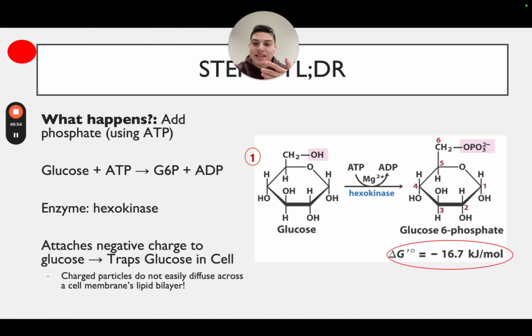So the first step is basically we have our free glucose right here. Our glucose is not phosphorylated. It's just base form. What we need to do is phosphorylate it. And I'll explain on the next slide why we even do this in the first place.